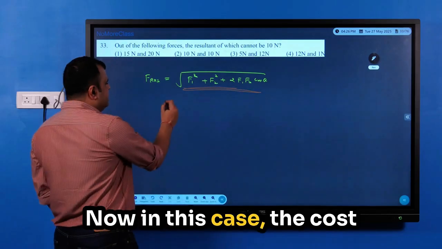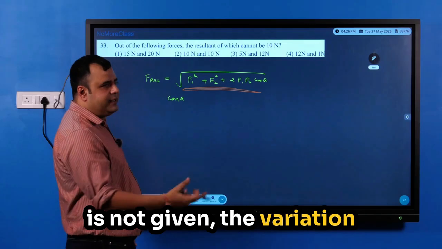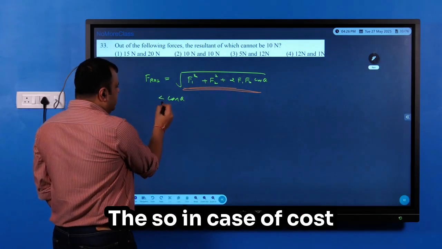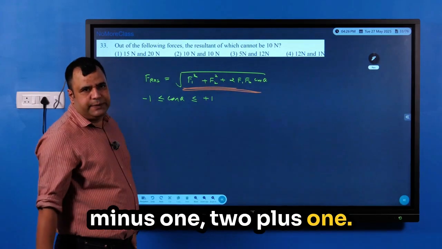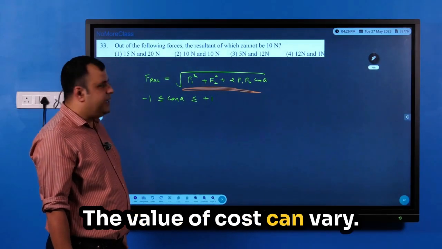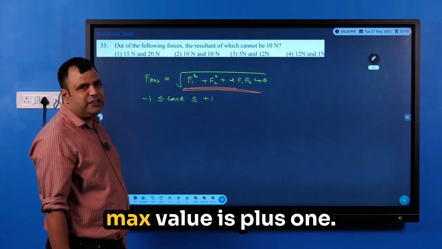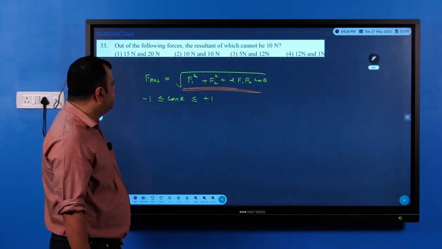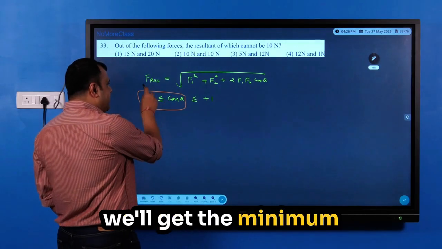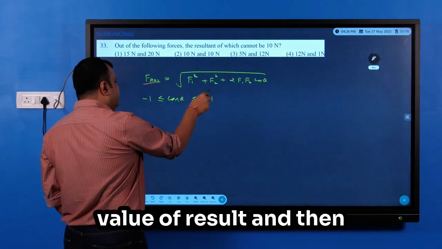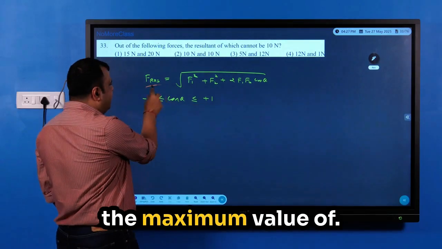Now in this case, since theta is not given, the variation can be in terms of cos theta. We know the range of cos theta is from -1 to +1. The least value is -1 and the max value is +1. So when we put cos theta as -1, we will get the minimum value of resultant, and when we put cos theta as +1, we'll get the maximum value of resultant.